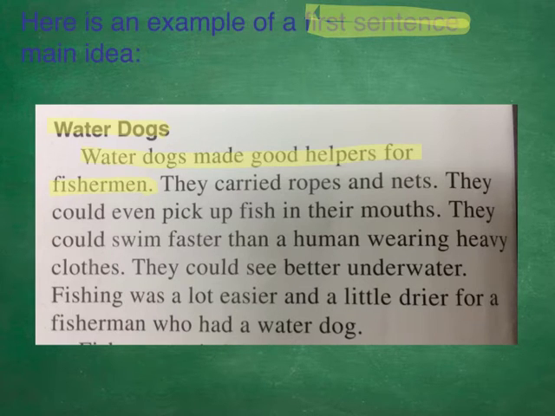All the rest under there are details that support the main idea. They carry things for fishermen, they pick up fish, they swim faster, they can see better underwater. Fishing was made easier and drier by the good helpers of the water dogs.